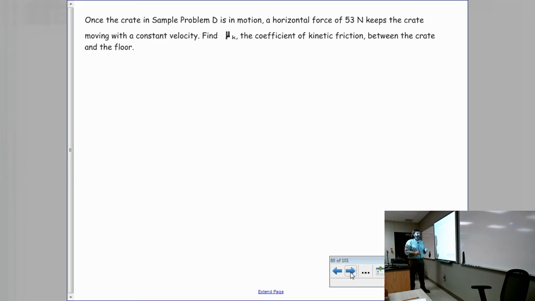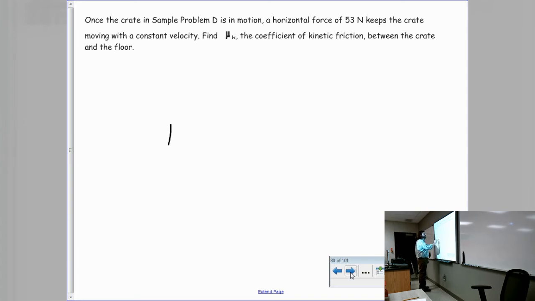Okay, now the crate in the last problem is now in motion. It's now changed into kinetic friction. The horizontal force of 53 newtons now keeps the crate in motion at a constant velocity. What now is the kinetic friction force?